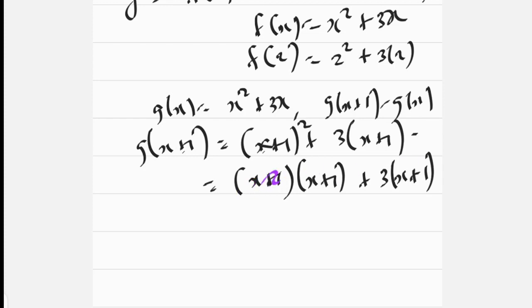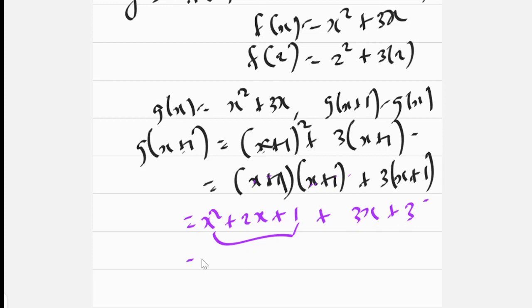I hope you understand now. So if you expand this, this will give me x squared plus 2x plus 1. You see what I do? x times 1, 1 times x, 1 times 1. So that will give you this. You can try it out. So 3x plus 3. So if you collect the like terms, then your g of x plus 1 will now be x squared plus 5x plus 4.